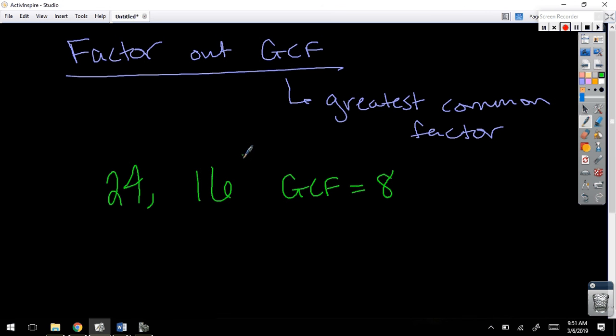Well, the factors of 16 would be 1, 2, 4, 8, 16, right? And the factors of 24 would be 1, 2, 3, 4, 6, 8, 12, 24, right? And so the biggest number they have in common would be 8. Does that make sense to you?